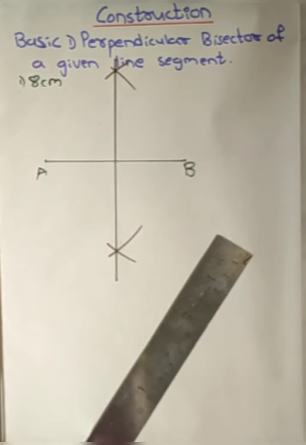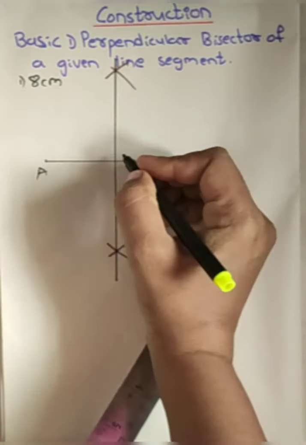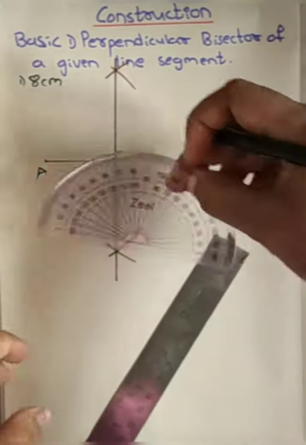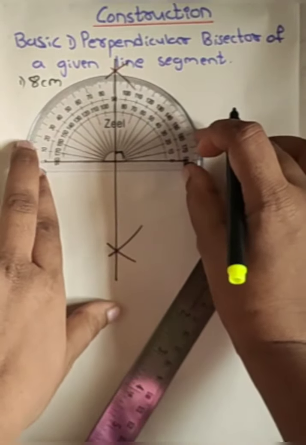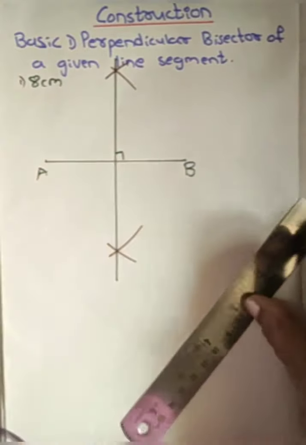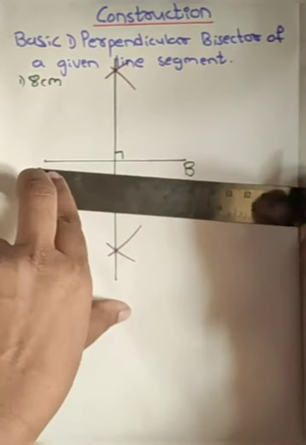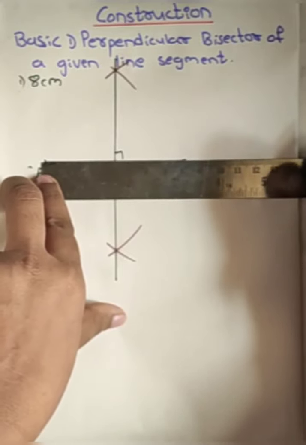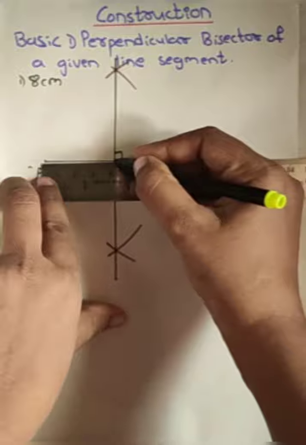Now see, perpendicular bisector means, which angle are you getting here? 90 degree. Now you can check using your protractor. So exact 90. So if it is 8 centimeter, correct half means 4 centimeter it came.